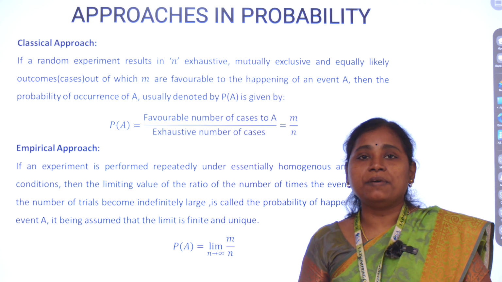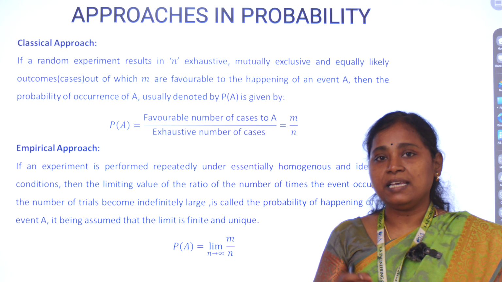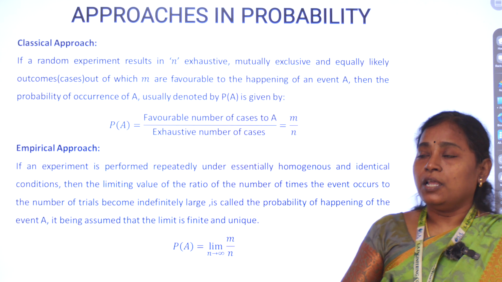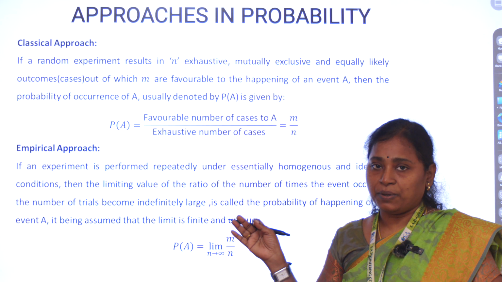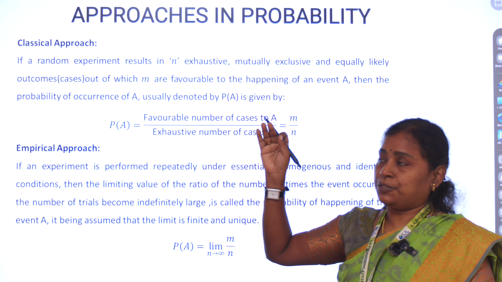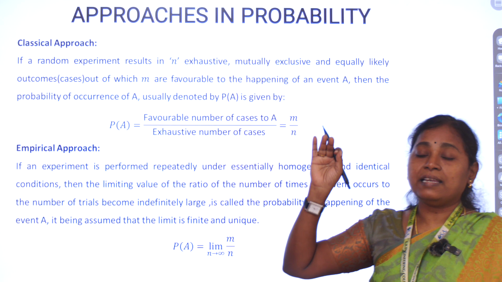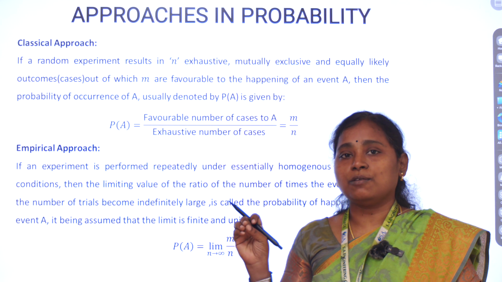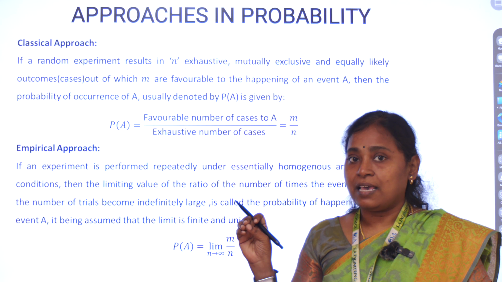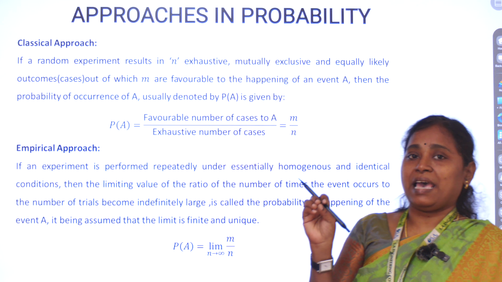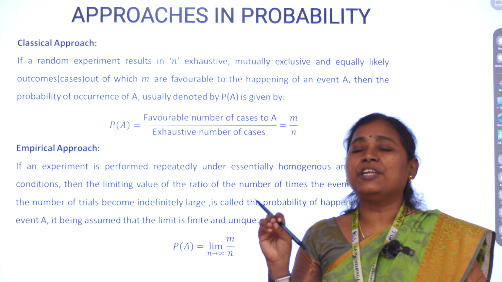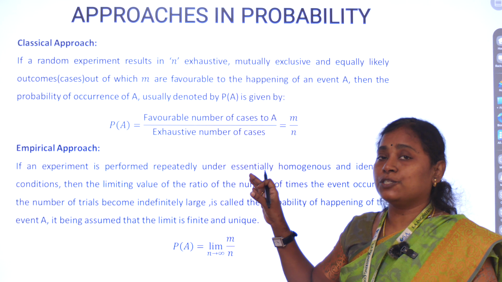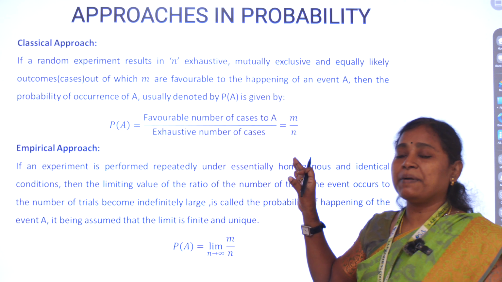Now, approaches in probability. There are three approaches in probability: classical approach, empirical approach and axiomatic approach. Now let us look into the three approaches one by one. Classical approach states that if a random experiment results in n exhaustive, mutually exclusive and equally likely events, out of which m are favorable to the happening of an event, then the probability of occurrence of an event A is given by P(A) equal to favorable number of cases divided by the exhaustive number of cases.